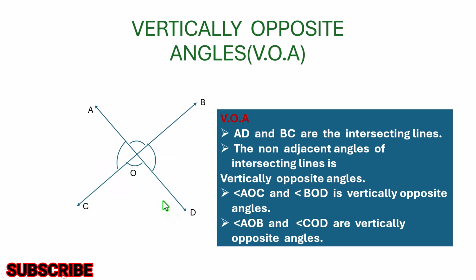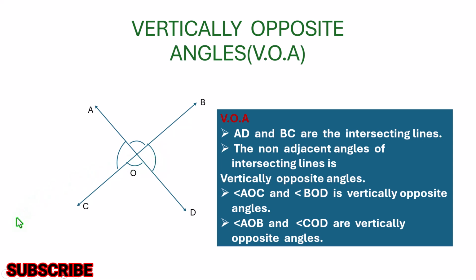Similarly, angle COD and angle AOB are non-adjacent angles, so COD and AOB are vertically opposite angles. Vertically opposite angles are formed by intersecting lines. The non-adjacent angles of intersecting lines are always called vertically opposite angles.